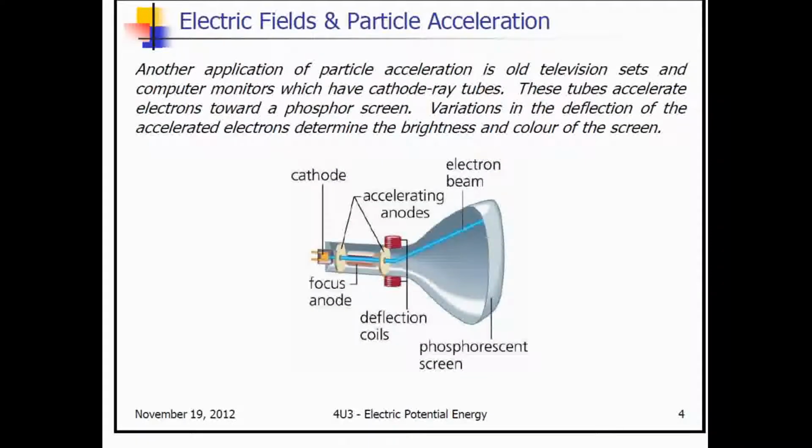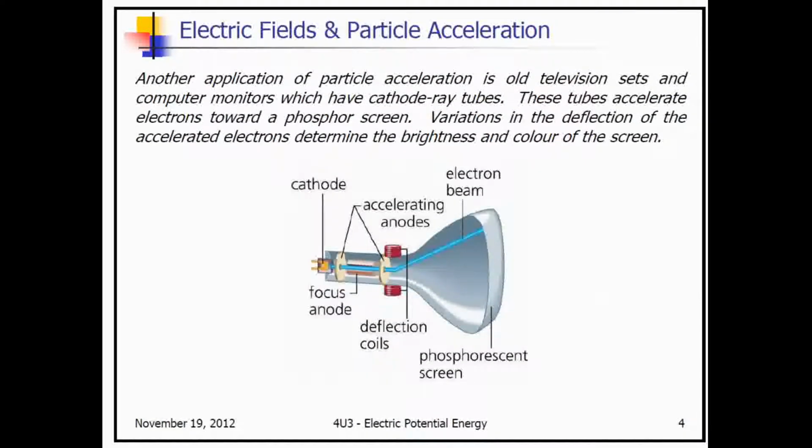There's another application of particle accelerators, these cathode ray television tubes. So on the old CRT televisions, they would basically accelerate electrons or particles and deflect them towards the phosphor screen. So the electrons would then hit different points of the screen, and as they would hit the screen, they would make the screen different colors or different levels of brightness.